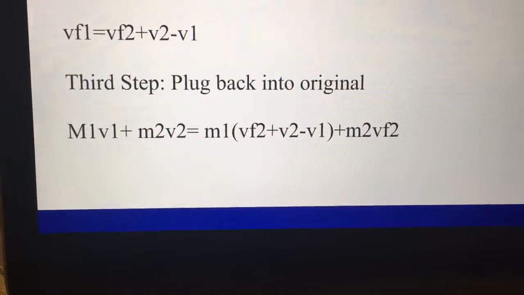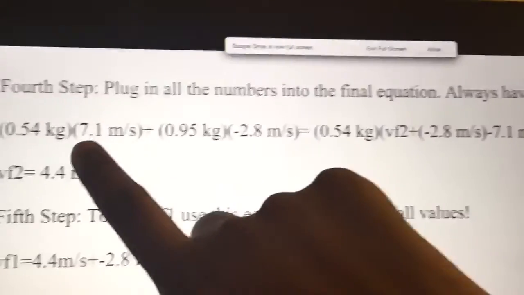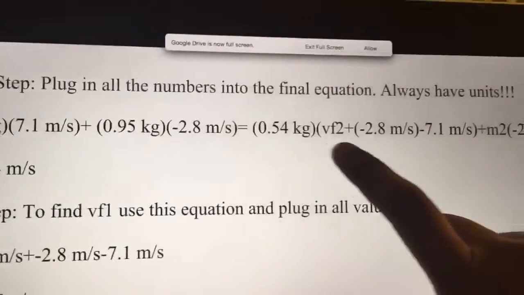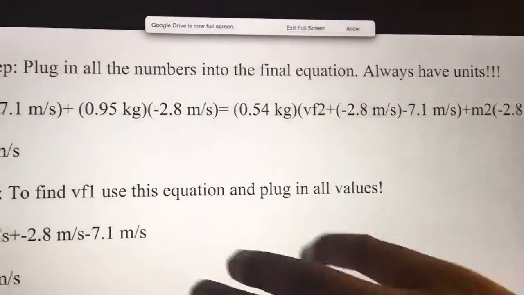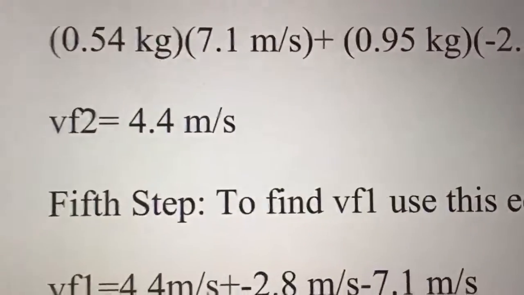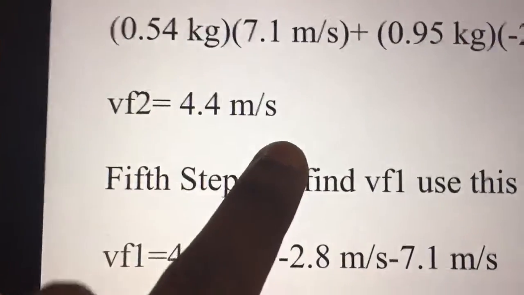Complicated equation. Plug in all the values. And remember to put in all your units because it matters. It's very messy. You get a final velocity of the second ball of 4.4 meters per second.